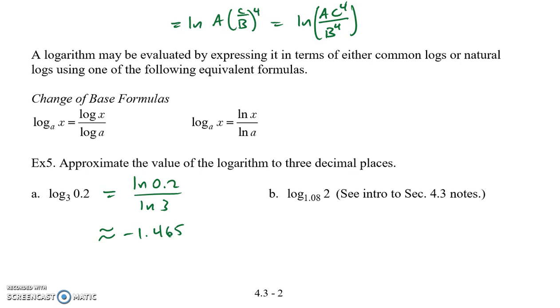But using natural logs and the change of base formula, this can be rewritten as ln of 2 over ln of 1.08. And then we can use a calculator, just enter it the way it's written there to approximate this. 9.006 is what we obtain, and if you look back in the notes, you'll see that we said that that logarithm had a value of approximately 9, so it agrees with that. So that's the change of base formula using natural logs or base 10 logs. The choice is up to you. That concludes the section 4.3 notes.